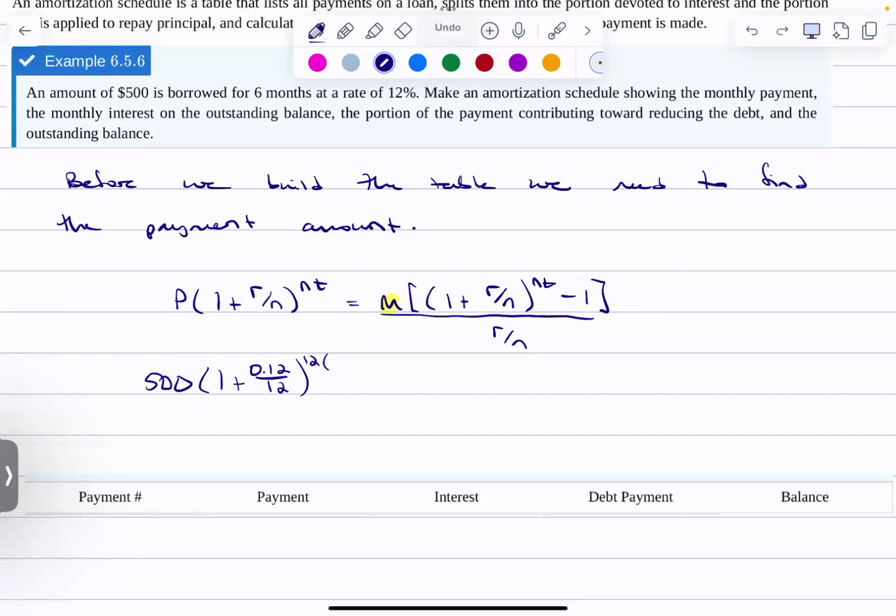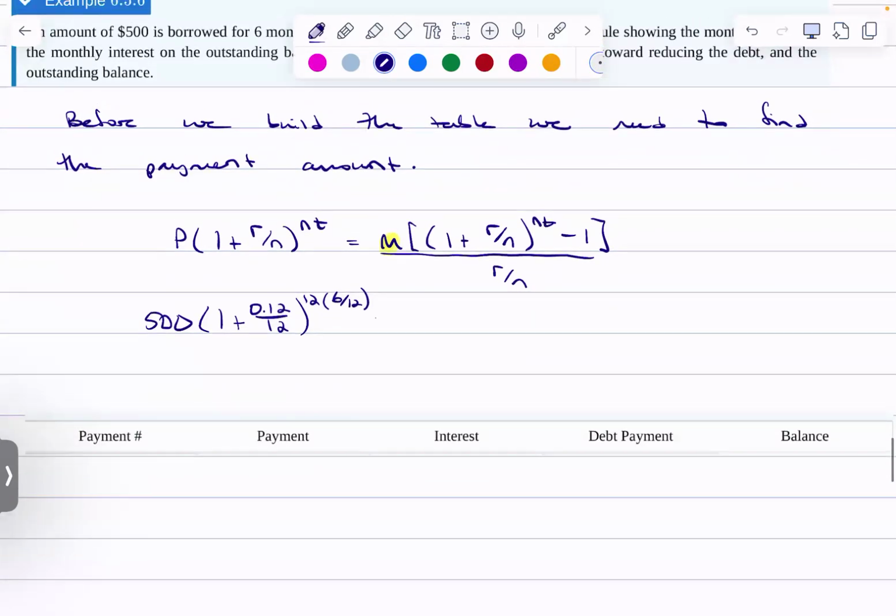And maybe to keep with the fractions, 6/12 of a year, but that is half a year, which means 6 payments. It's going to be M times 1 plus 0.12 over 12 to the power of 12 times 6 over 12 minus 1 over 0.12 over 12.